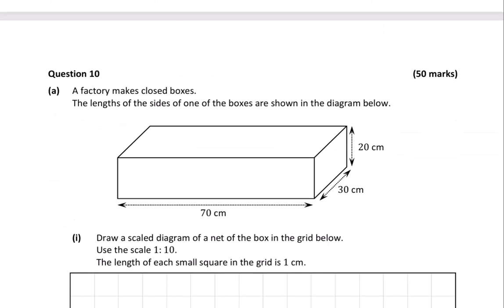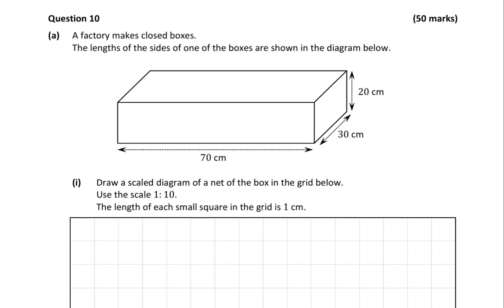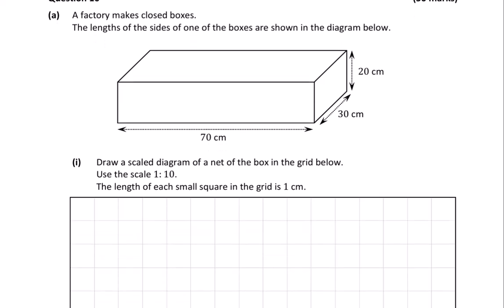Okay, last question then, question 10. A factory makes closed boxes. The lengths of the sides of one of the boxes are shown in the diagram below. Draw a scale diagram of the net of the box in the grid below. Use scale 1 to 10. The length of each small square grid is 1 centimeter.